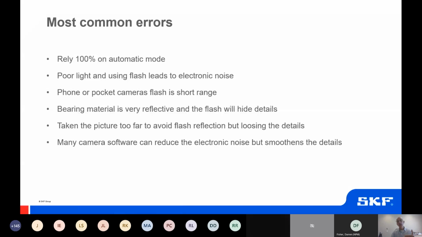And if you don't use flash, then sometimes you will need to have a tripod. You will need to have a standing support for your camera, so you can allow more time for the light to define your picture, which if you do it by hand, then it's going to be blurry because of the motion. So some simple things that will help to have a good image to support the documentation of your bearing investigation.